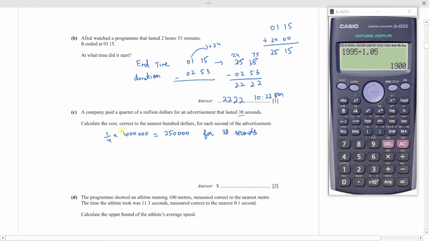So now to calculate the cost for each second, I will simply divide 250,000 by 38. So cost per second will be 250,000 divided by 38.